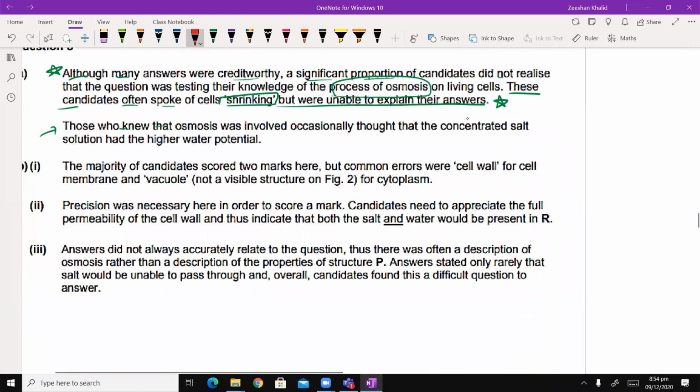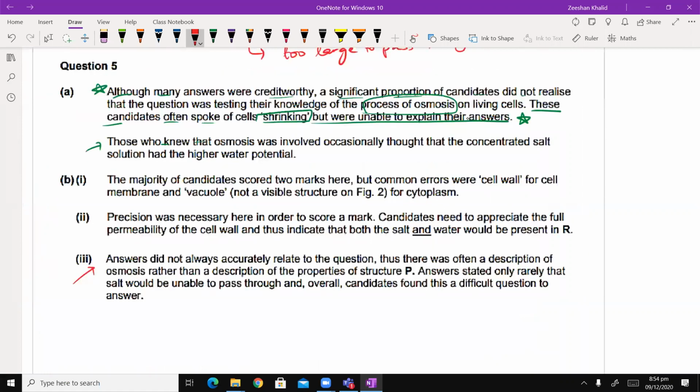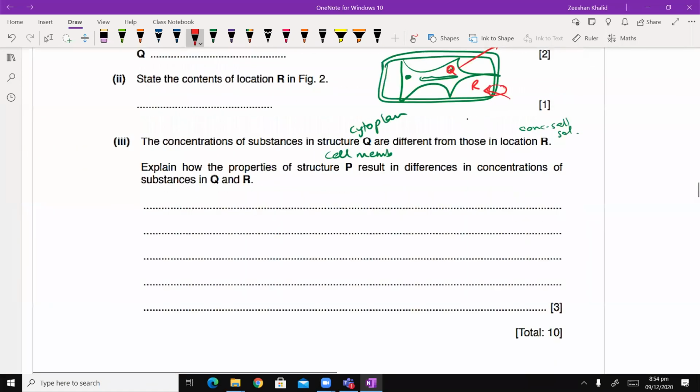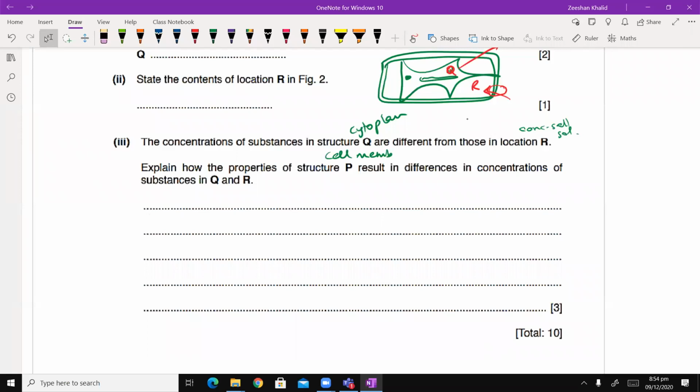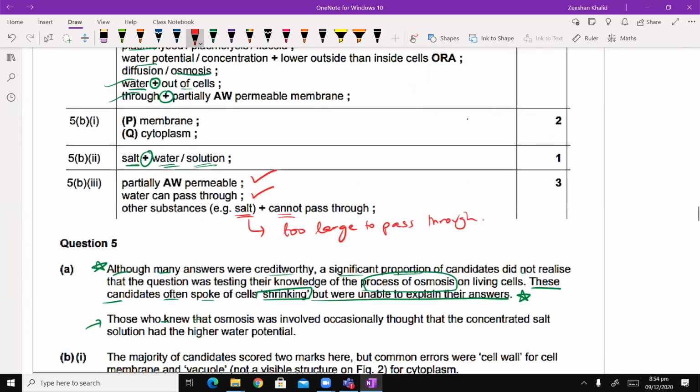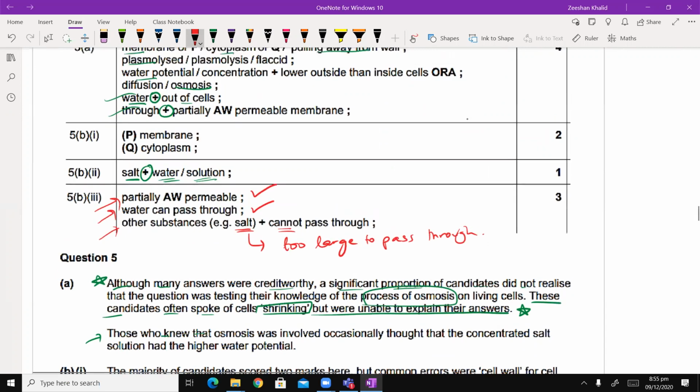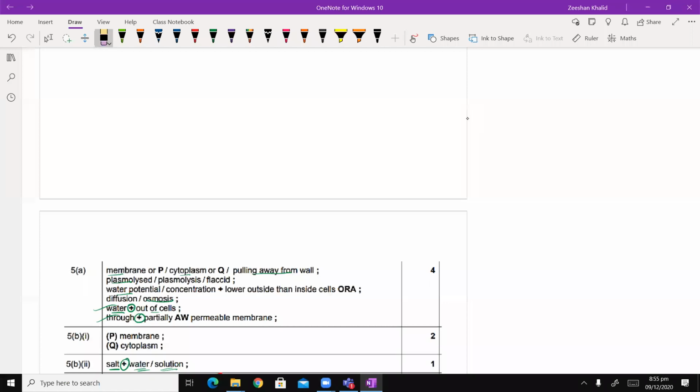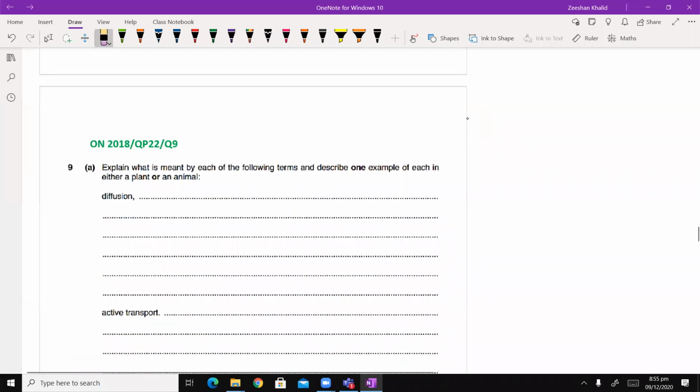Answers did not always accurately relate to the question. Thus, there was often a description of osmosis rather than the description of the properties of structure. ये बहुत important बात है. Question की तरफ वापस आएं जरा. Again, this is importance of reading the question very carefully. It said explain how the properties of structure P result in differences. So you had to explain the fact that it's partially permeable membrane, which means water can pass through and other things they cannot pass through. ठीक है बच्चों जी, are you with me so far? Is everybody good? Yes. Alhamdulillah. चलें जी आगे चलते हैं.